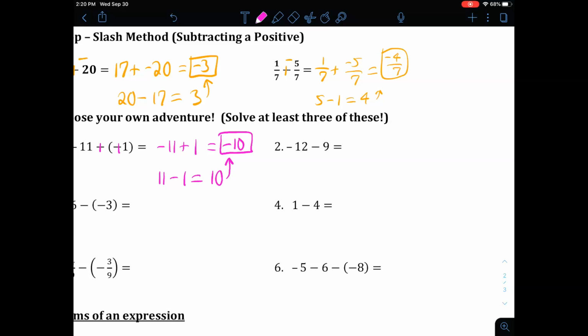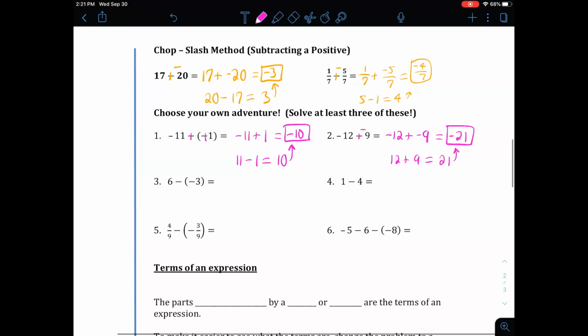We are subtracting a positive, so we're going to do chop slash. We're going to add a negative, that is. -12 plus -9. Now, are we adding numbers with same signs or different signs? These are same signs, so we're going to add them up. 12 plus 9 equals what? It equals 21. And our answer is going to be positive or negative? We're adding more negatives, so it's going to end up being negative. We're going to get -21.